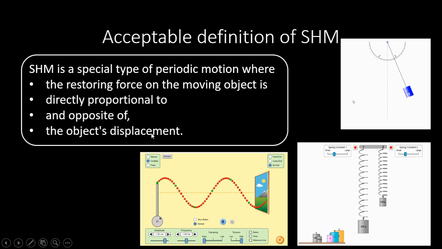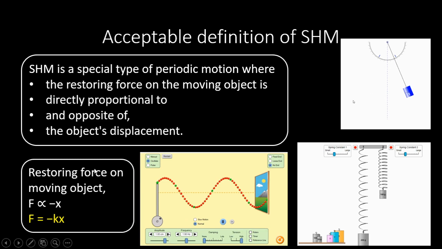If the displacement becomes larger, the restoring force will be larger proportionally. And from the definition we say that the restoring force on a moving object is proportional and opposite to the displacement. Here x is called the displacement, and the minus sign indicates the opposite nature of the force. So the force F will be proportional to the displacement and will be opposite to the displacement.